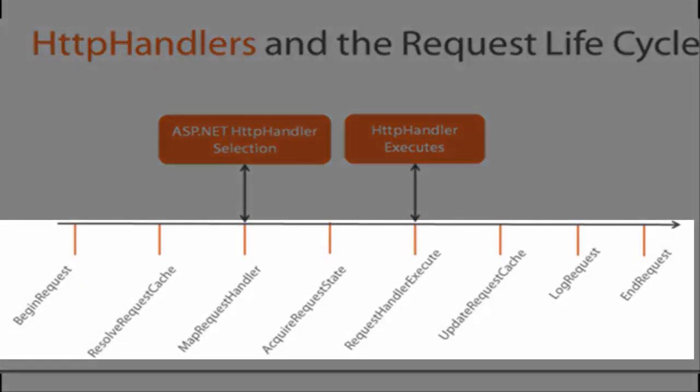The first event is BeginRequest. Second is ResolveRequestCache. Third is MapRequestHandler. Fourth is AcquireRequestState. Fifth is RequestHandlerExecute. Sixth is UpdateRequestCache. Seventh is LogRequest, and eighth but not least is EndRequest.